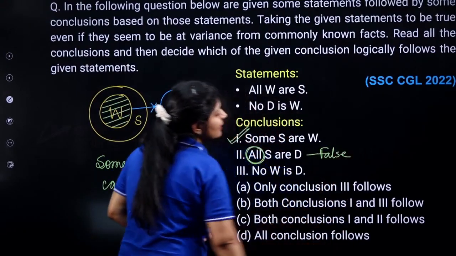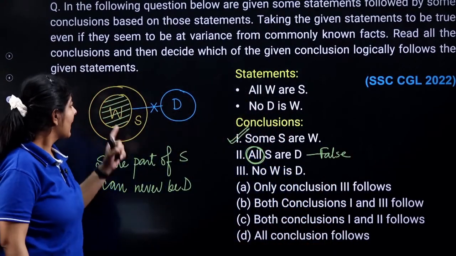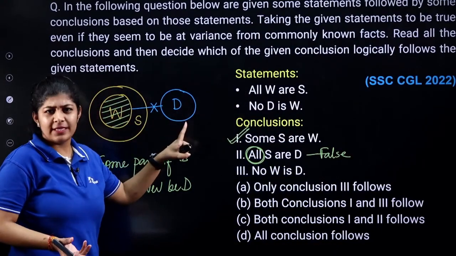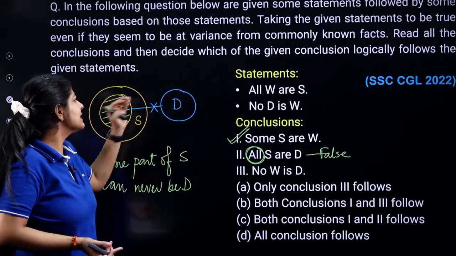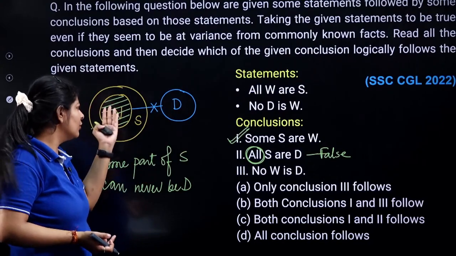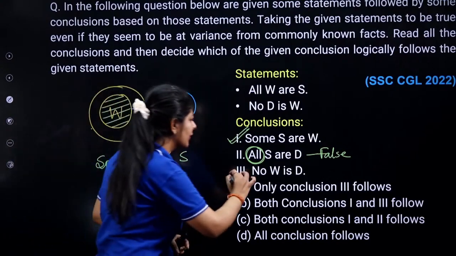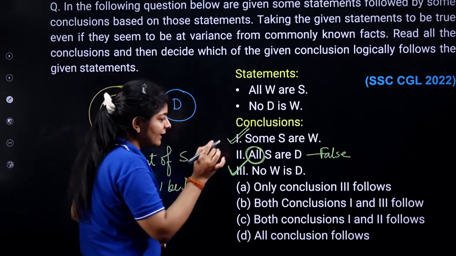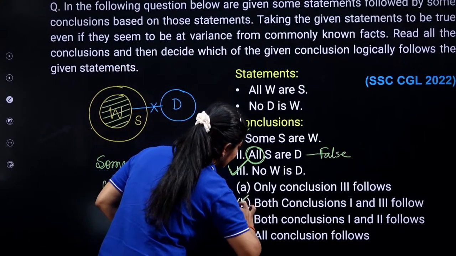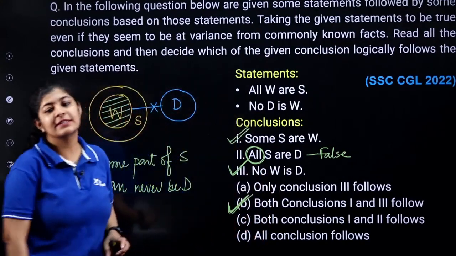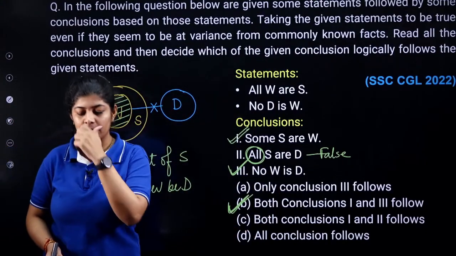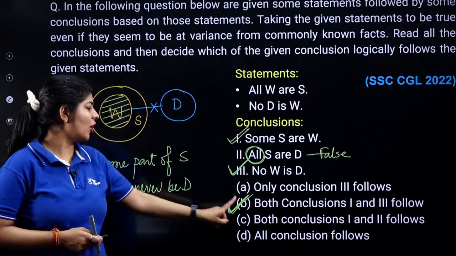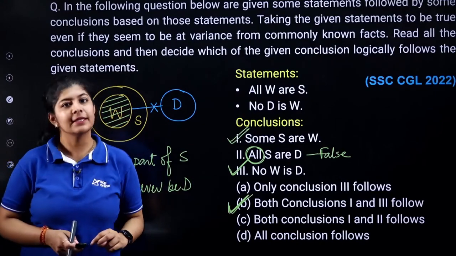Third one, no W is D. Yes, basically if no D is W, then we can say that no W is D. So the third one is also correct. So conclusions first and third are correct, and where is it given? It is given in option number B. The correct answer over here is your option number B. Clear?